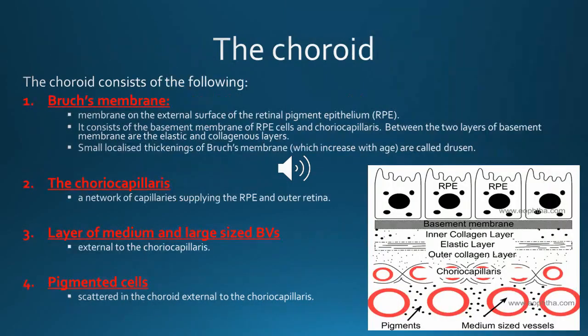The choroid is a dense vascular layer. It's formed of small, medium, and large-sized blood vessels, with pigment epithelial cells scattered in between the blood vessels. The small blood vessels are called the choriocapillaris, and the whole choroid is separated from the retinal pigment epithelium by a basement membrane called the Bruch's membrane.